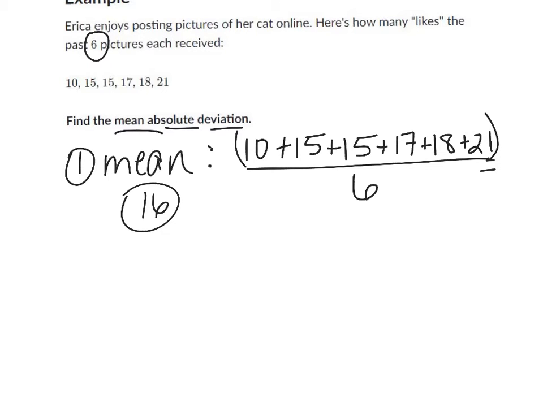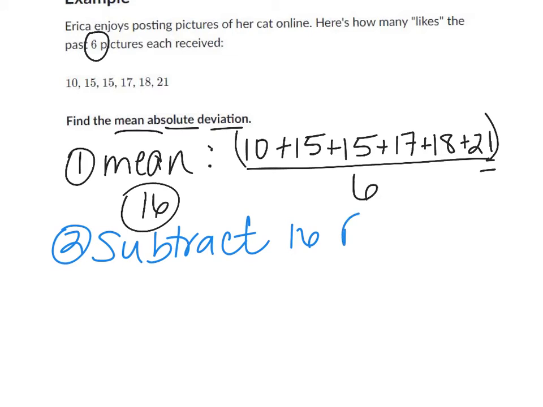Step 2 is I have to find these absolute deviations. So I have to find the distance each of these numbers, 10, 15, 15, 17, etc., is from 16. So my second step is I'm going to subtract the mean, which in my case here is 16, from each data point.